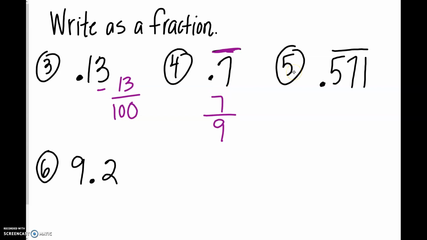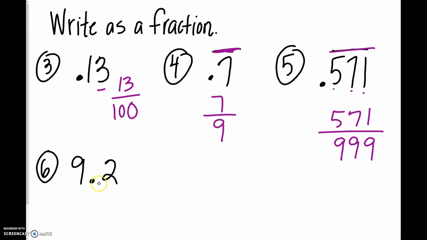Now when we look at 5, we've got that repeating bar over 1, 2, 3 numbers. So that means on the bottom, I'm going to have 1, 2, 3 9s, and 571 goes on top. All right, number 6.